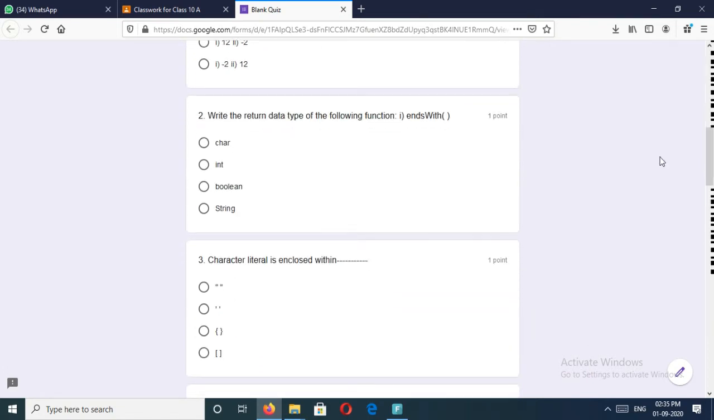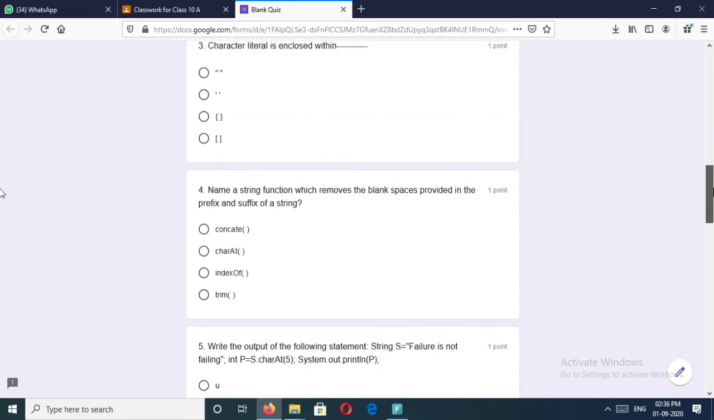What's the next one? What is the return type of the endsWith function? We know the endsWith function checks whether this string ends with a particular string or not. That means the outcome must be true or false. Because of that, the data type must be Boolean. You have to study the return types of all the functions also. Then only you can attend the public exam easily. Then the answer is Boolean.